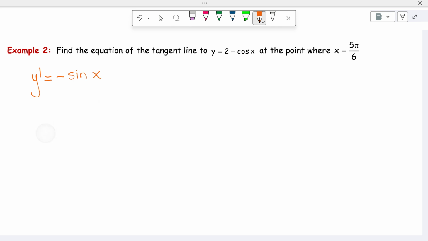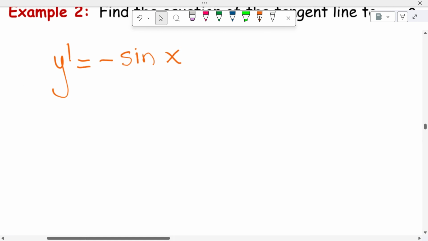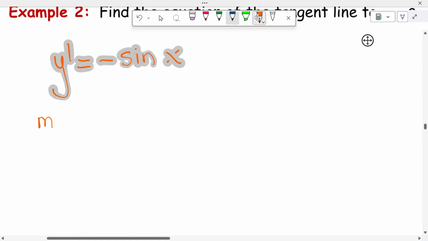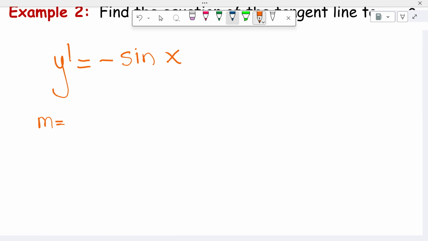Right, so then that is my slope equation. So now I can find my slope by substituting my x in. So my slope is going to be negative sine. X gets replaced with 5 pi over 6. So then from here, we know that our over 6's are what reference angle? The 30. So 1, 2, 3 is cos. Sine is half, right? So I know that sine is half, but is it a positive half or is it a negative half?